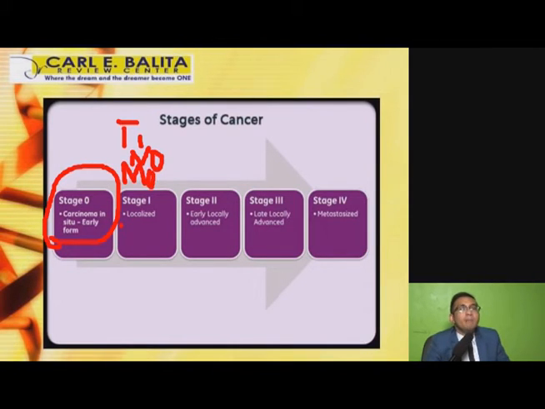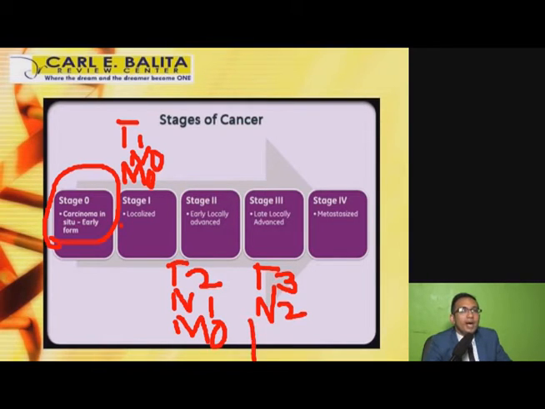Alright. Paano naman pag nakita natin stage 2? Ano ng classification? Pag stage 2, makikita mo T2, okay, N1, M0. Alright. Paano kapag tinabi nating stage 3? T3 hanggang T4, lumalaki, N2, M0. How about pag tinawag na nating stage 4? T2 hanggang T4, N2 hanggang N3, okay, M1.